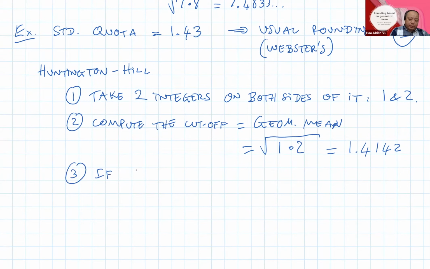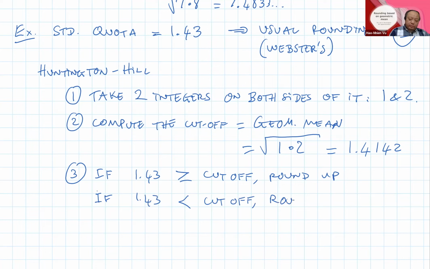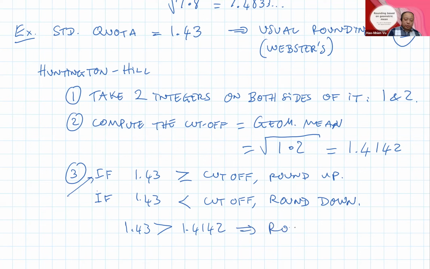And step 3 is the decision. If our number, 1.43, is greater than or equal to the cutoff, we round up. If our number, 1.43, is less than the cutoff, we round down. Well, in this case, 1.43 is greater than 1.4142, so it falls under the first category here. We're going to round up to 2.